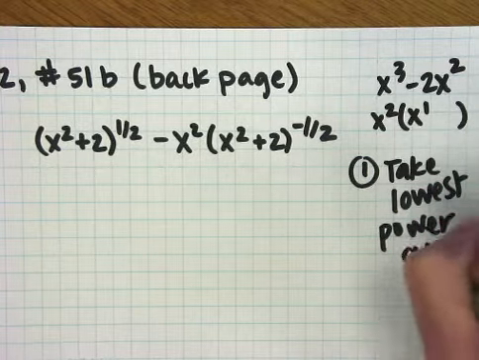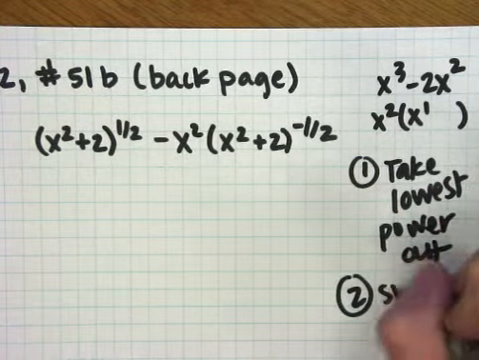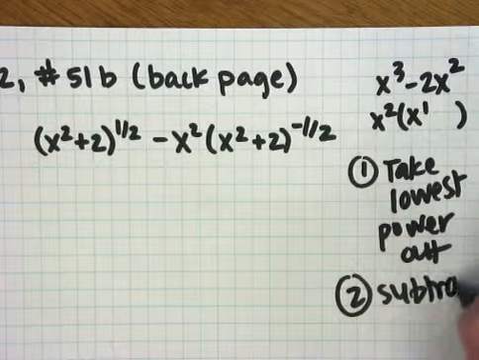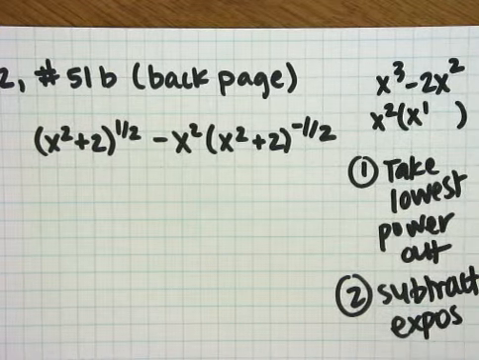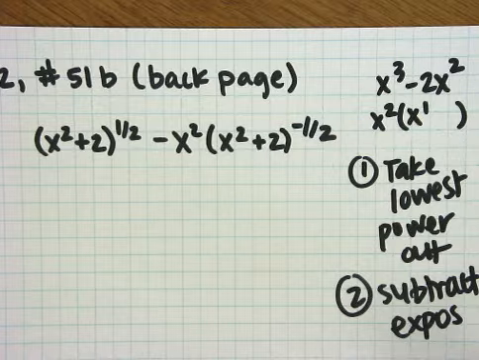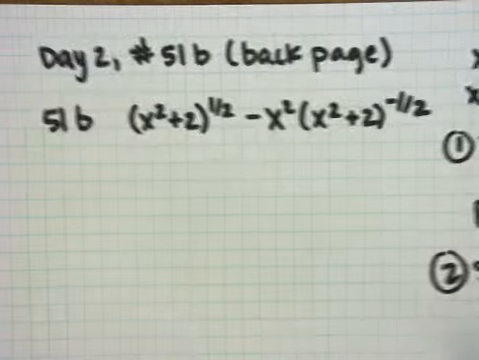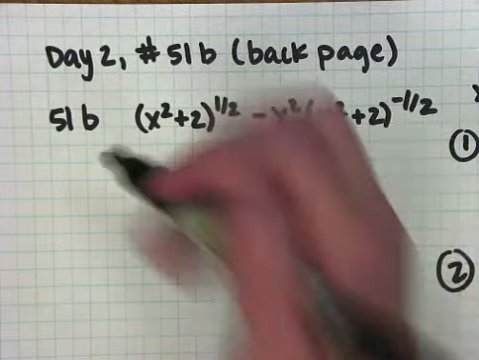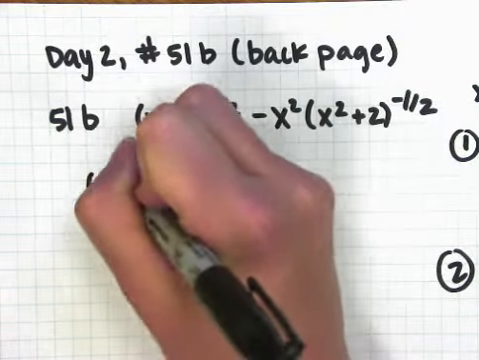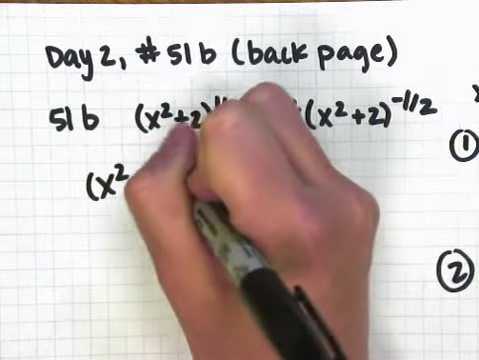So the things to remember is you take the lowest power out, and you subtract the exponents. Those are the things you have to keep in mind. We're taking the smallest power out and we're subtracting. So when I take the smallest power out, the smallest power is the negative half power. So I would pull that out and say x squared plus 2 to the negative half power.